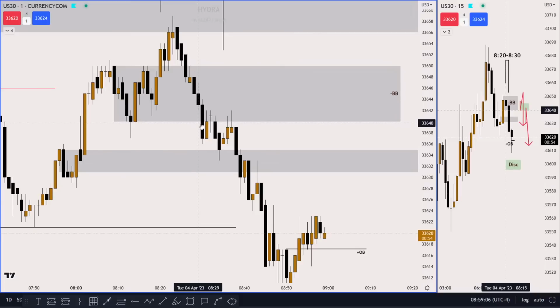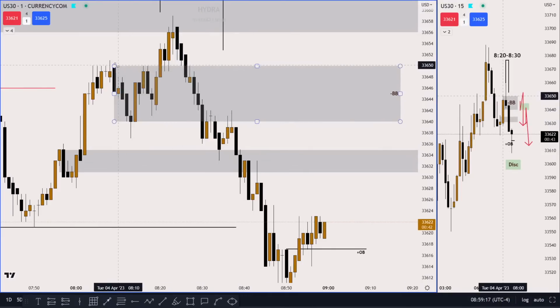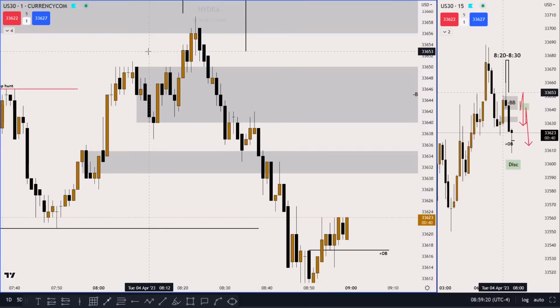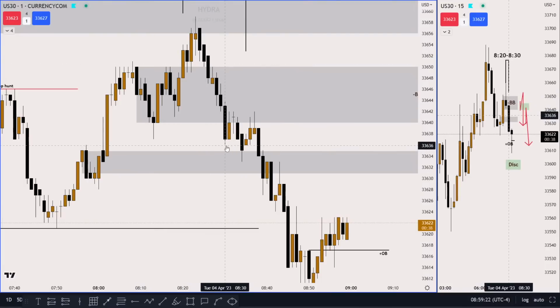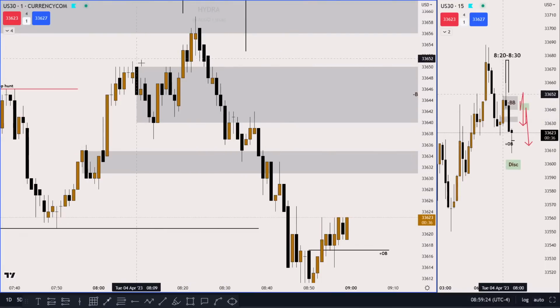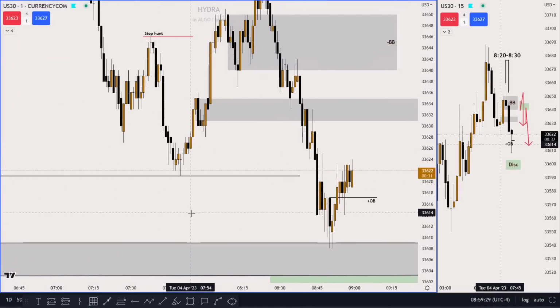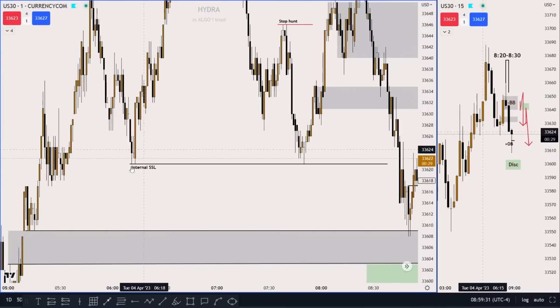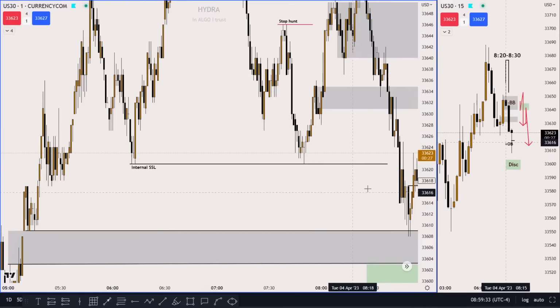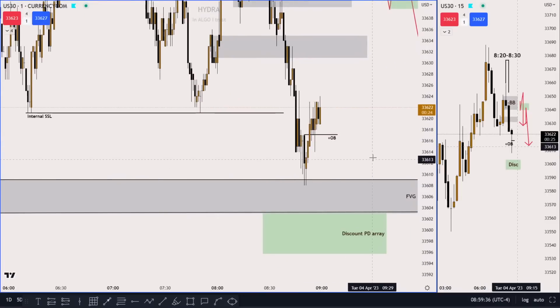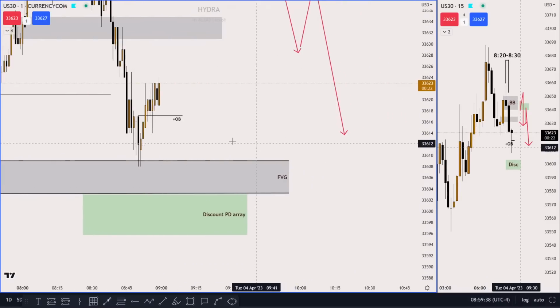You can take your first entry as soon as price closes the candle's body below the breaker block. You can engage one more time here with a stop loss above the breaker block, right? These are very clear things, folks. You enter once price closes the candle's body below the breaker block, you put your stop loss above the breaker block, and you target the nearest liquidity pool. That was our nearest liquidity pool, this internal sell side liquidity. We took a partial here, and that was our destination, this fair value gap, right?